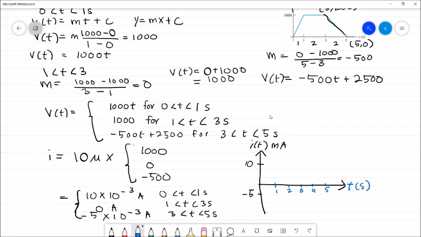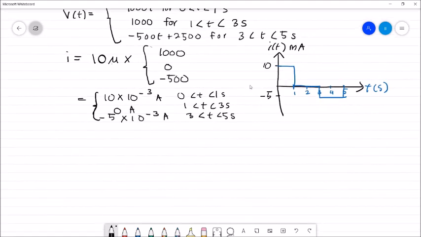From 0 to 1 it is 10 milliampere. And then from 1 to 3 it is 0 ampere, and then from 3 to 5 it will be minus 5 milliampere. So the graph will look like this for the current. Then now we need to determine the power delivered.